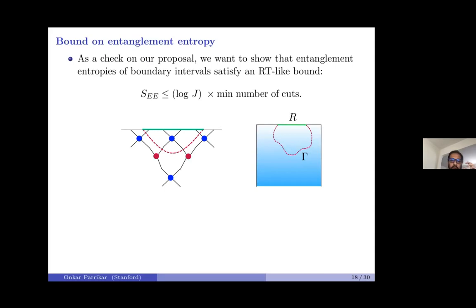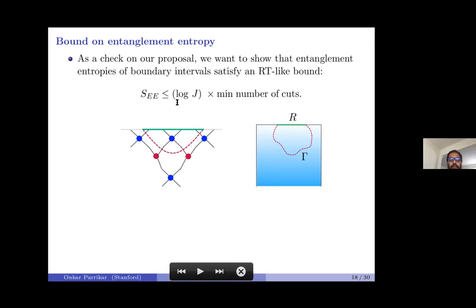Okay, so as I said before in the earlier part of the talk, one of the main things that we want to do here is to argue that these tensor networks satisfy bounds on the entanglement entropy of boundary intervals, which are sort of standard features of tensor networks. And we want to check what the corresponding bond dimension is.